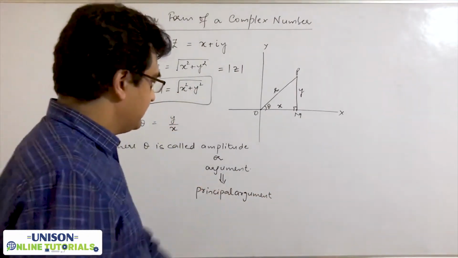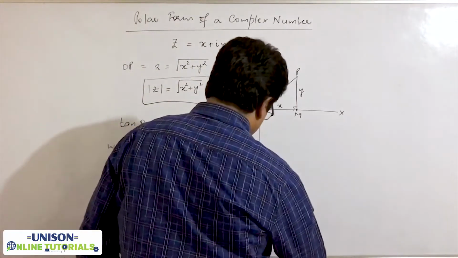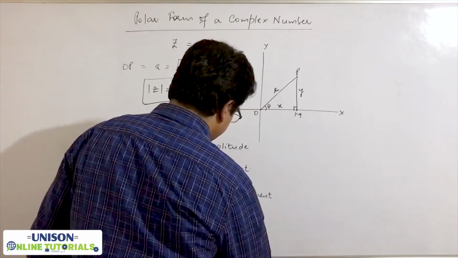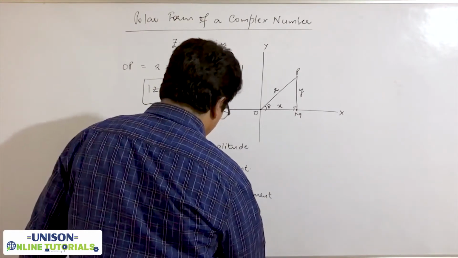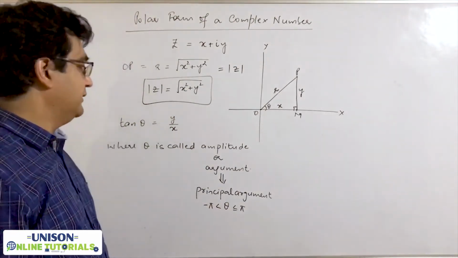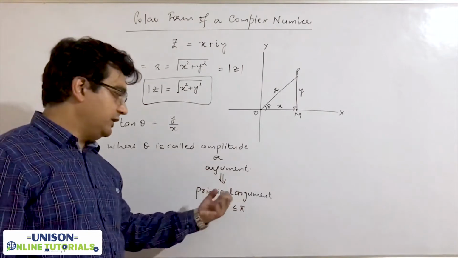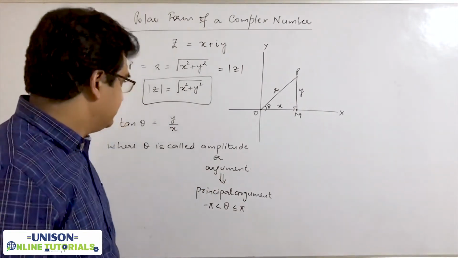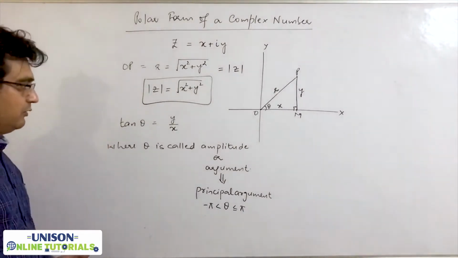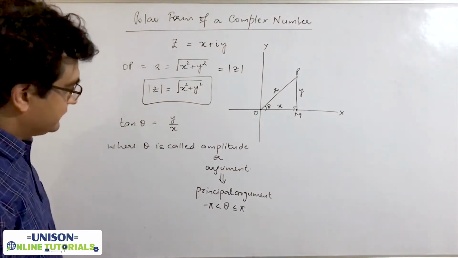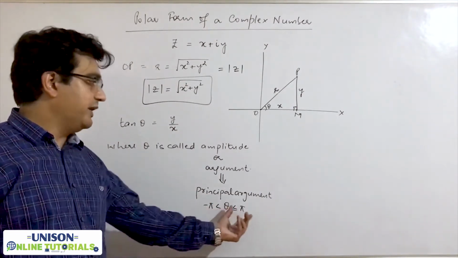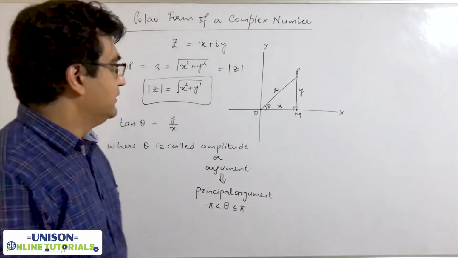When can this argument be a principal argument, theta? If the value of theta lies between minus pi to pi, then this argument will be called a principal argument. Now there are certain rules of finding theta, that is the rules of getting the angle between the values minus pi and pi. So what are those rules?